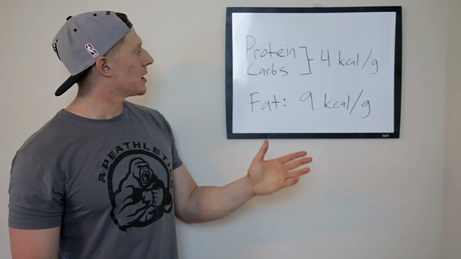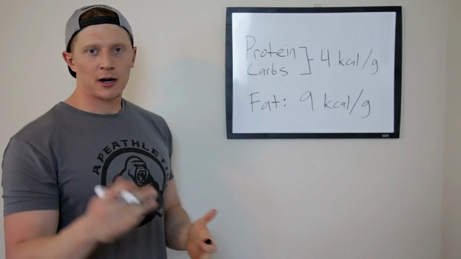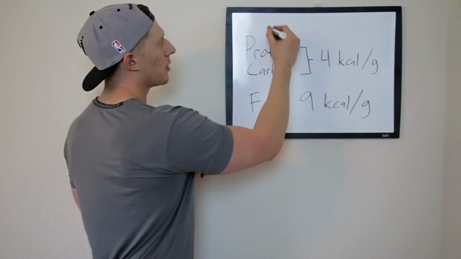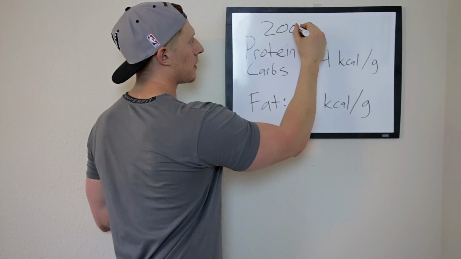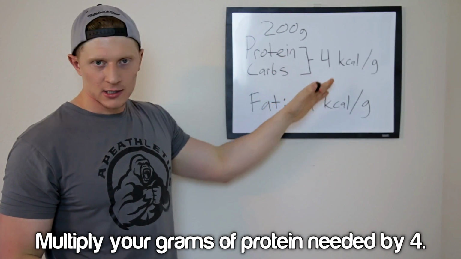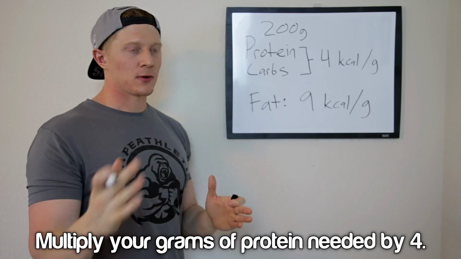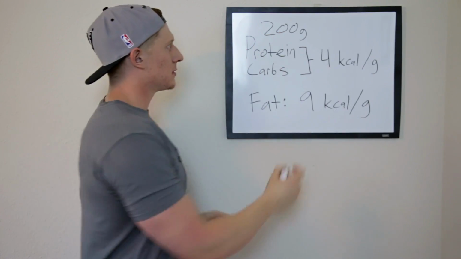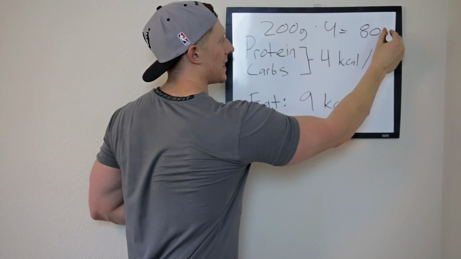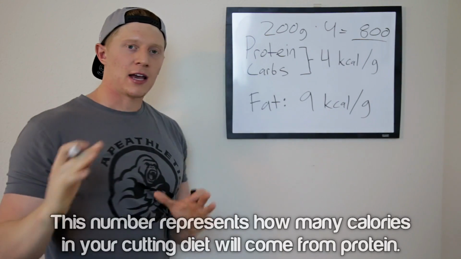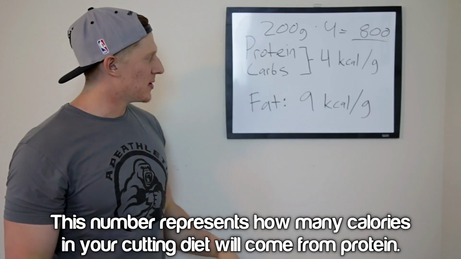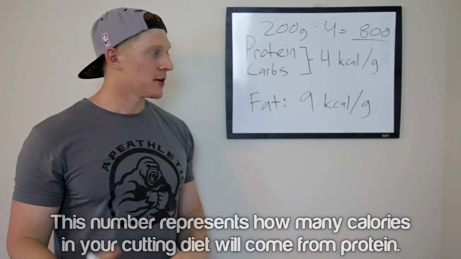And to figure that out, all we're going to do is take the protein amount, so the body weight, 1 gram per 1 pound of body weight, and for the example was 200 grams. And we're going to multiply it by 4 so we can figure out how many calories we're going to get from those 200 grams of protein. Super easy. Multiply it by 4 and we're going to get 800 calories.